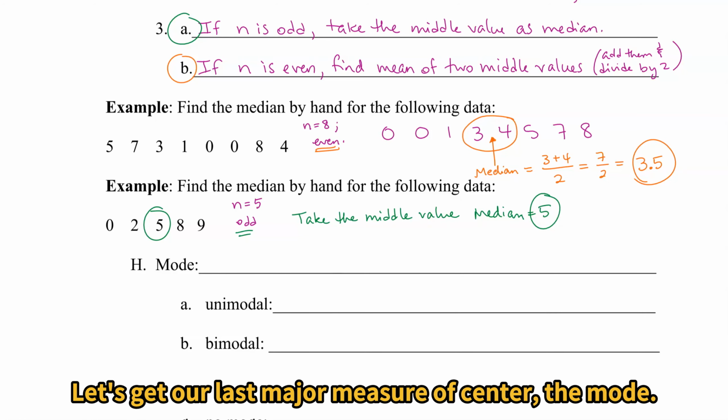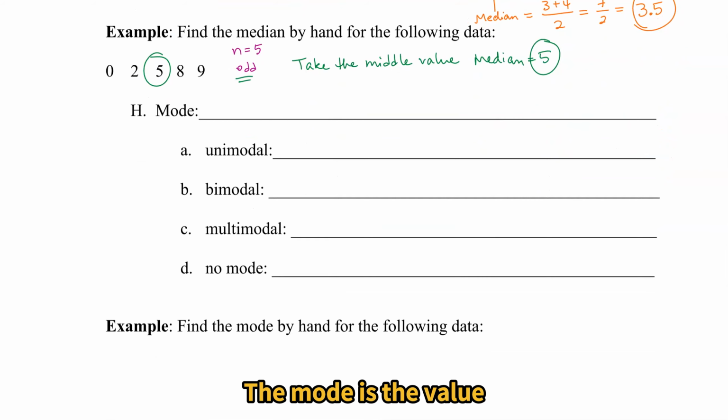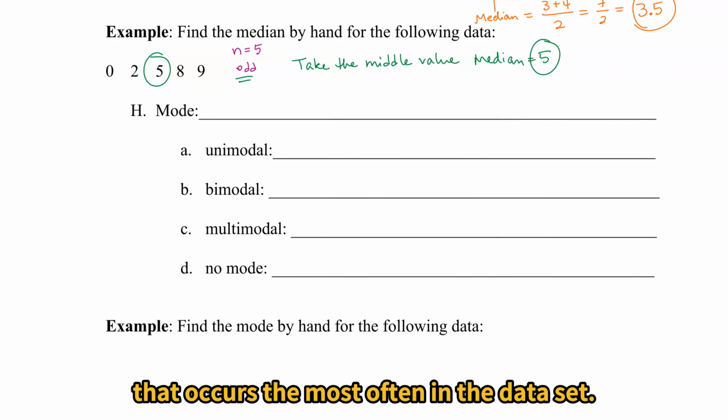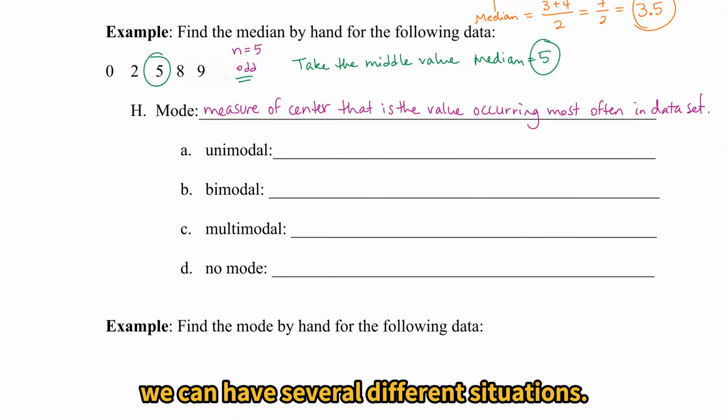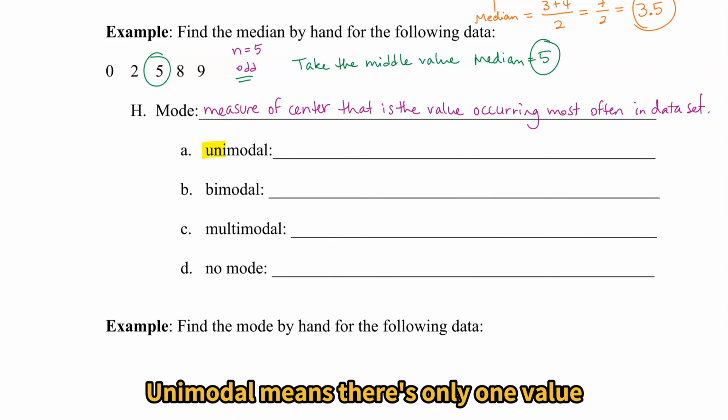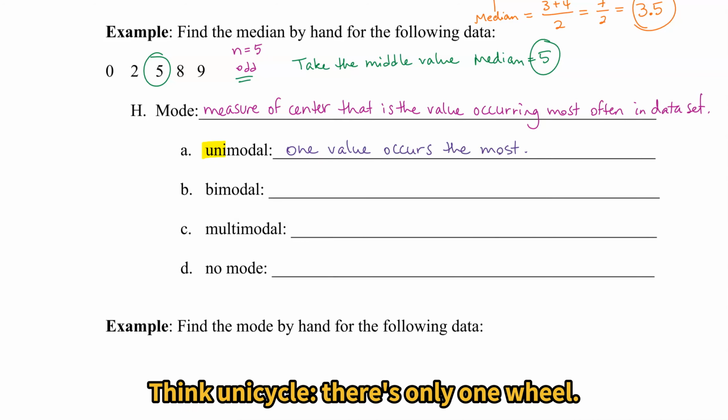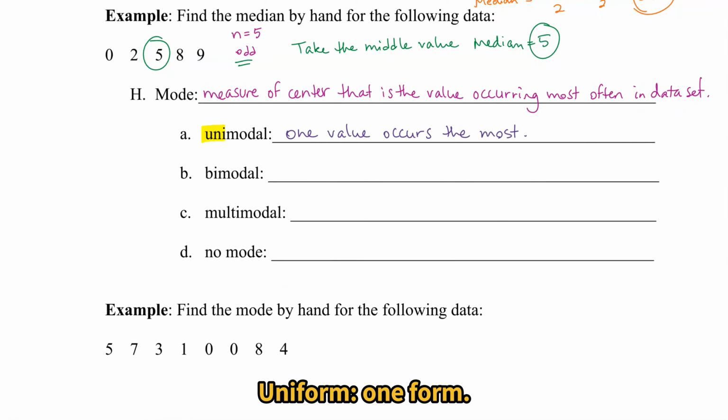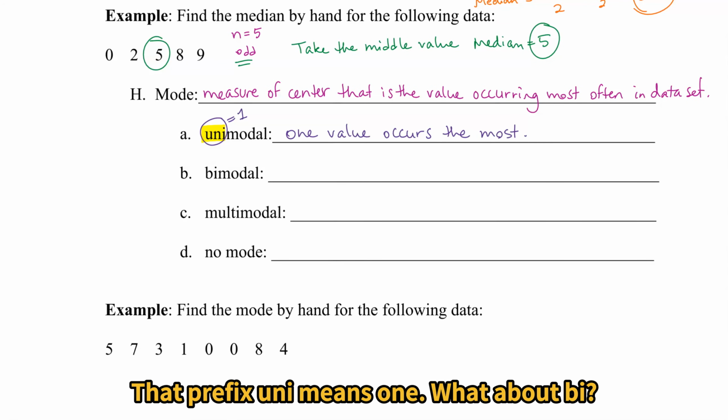Let's get our last major measure of center, the mode. The mode is the value that occurs the most often in the data set. And for the mode, we can have several different situations. Unimodal means there's only one value that occurs the most. Think unicycle. There's only one wheel. Uniform, one form. That prefix uni means one.